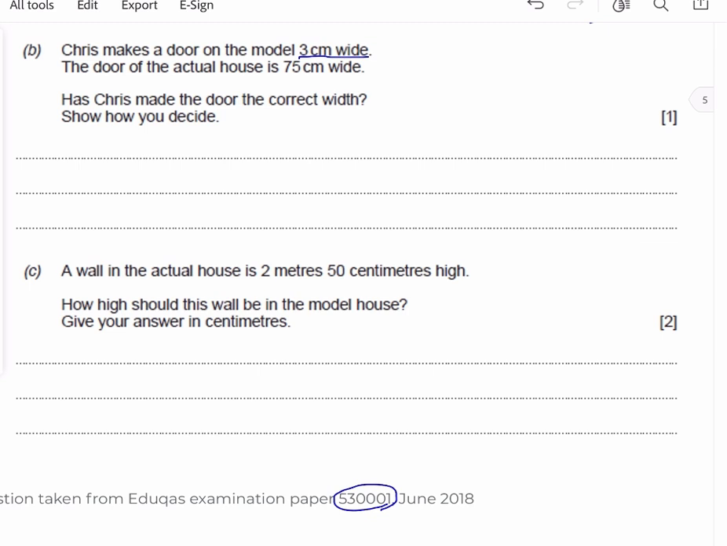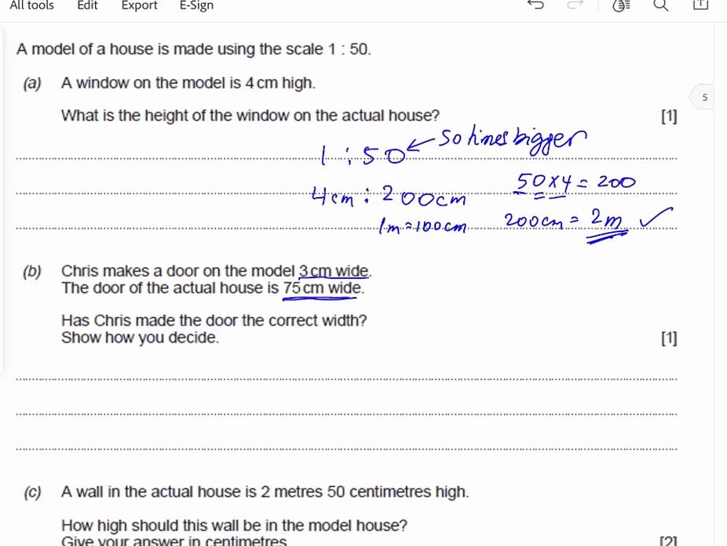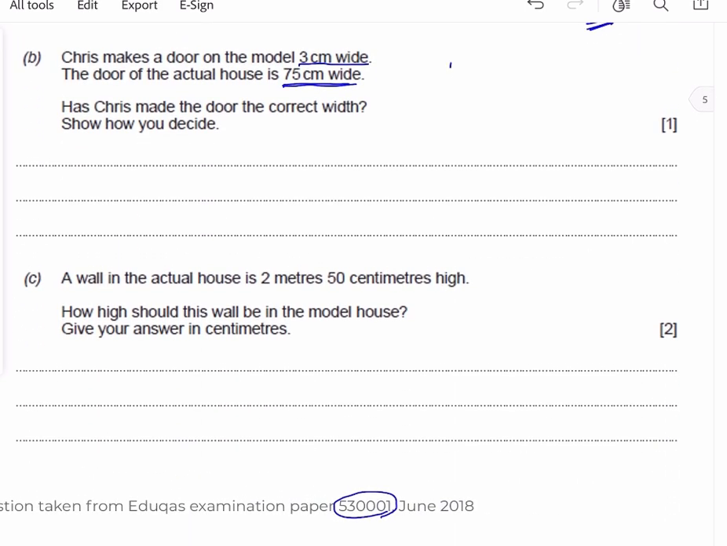Okay, let's look at this next question. Chris makes a door on the model 3 centimeters wide. The door of the actual house is 75 centimeters wide. So 3 centimeters is a scaled measurement. 75 is a real measurement. So the scale is the same, 1 to 50. So what are we finding? We're going to see if 3 is correct. So we're finding the scaled measurement.